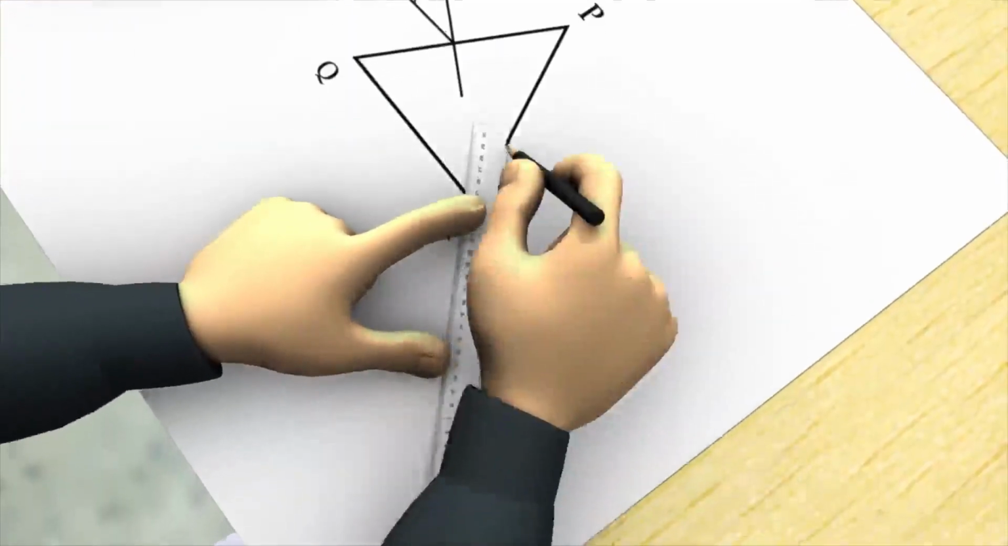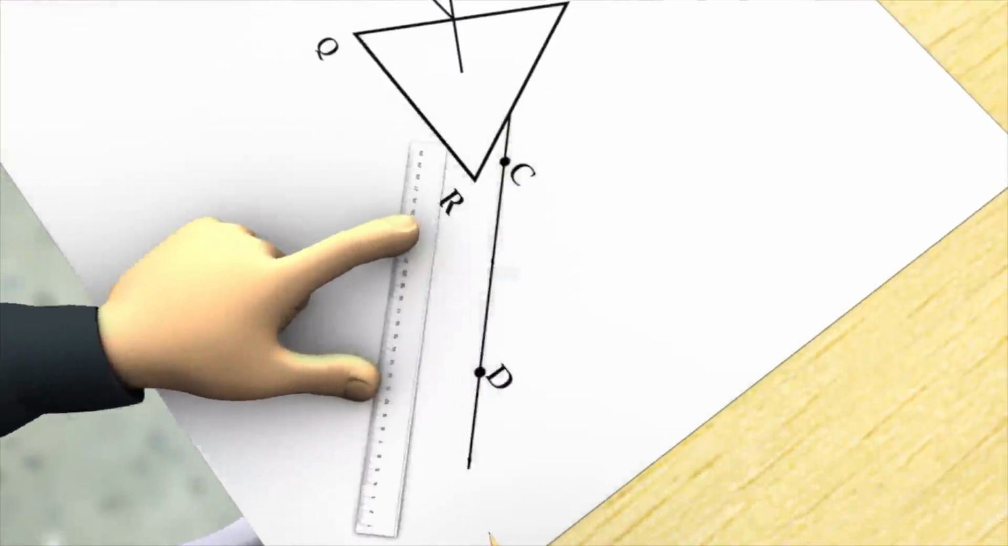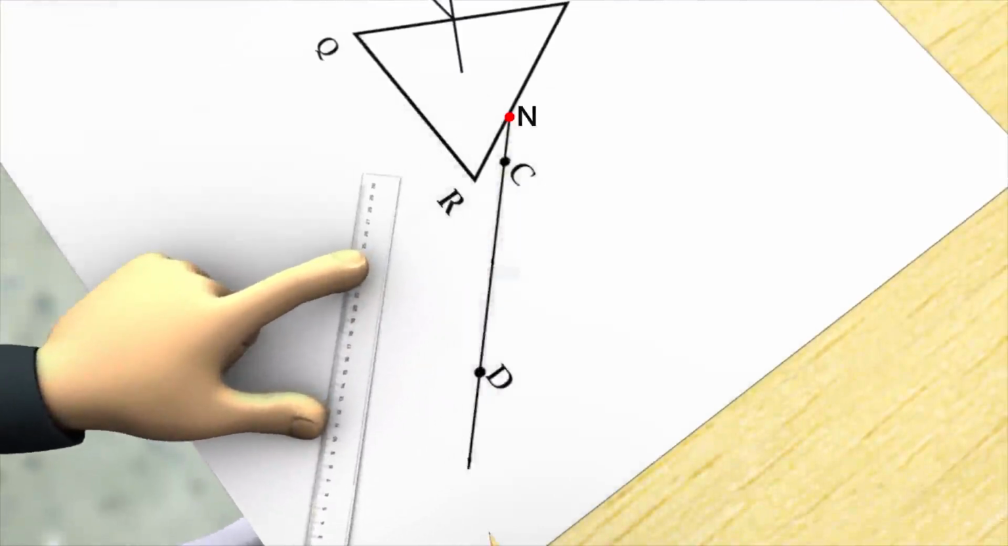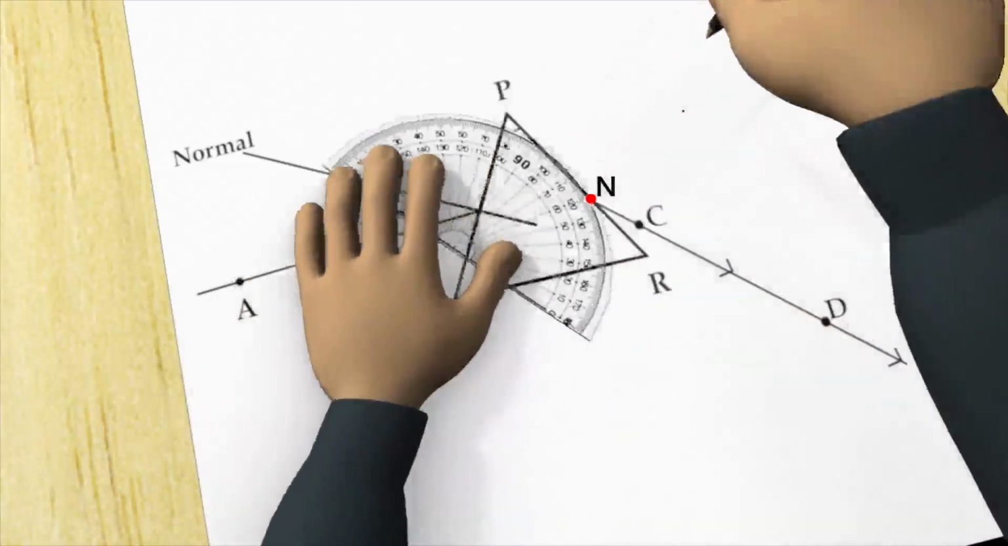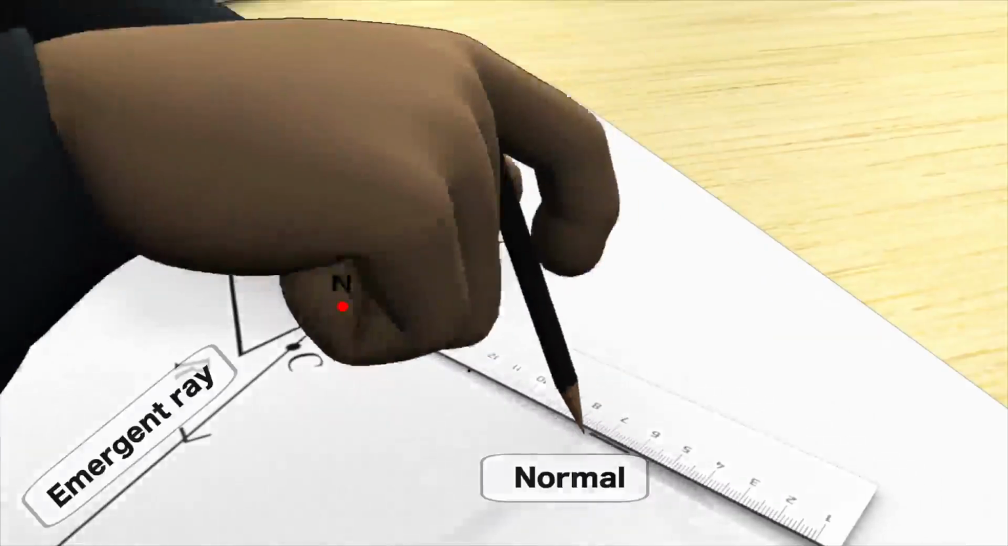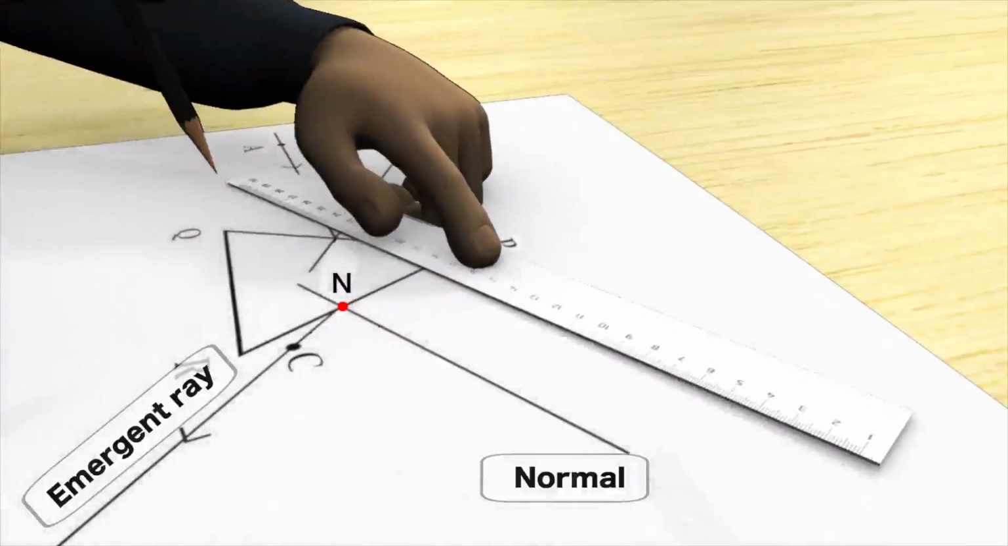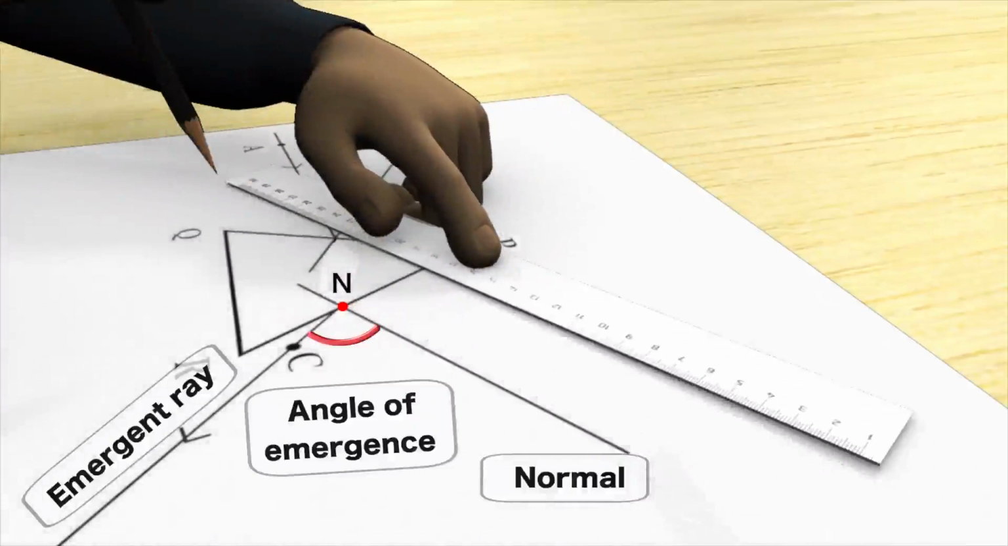Draw a line joining C and D and extend it to meet PR at N. This is the emergent ray. Draw a normal to PR at N. The angle between the normal at N and the emergent ray is the angle of emergence. Measure this angle of emergence, which is equal to 72 degrees.